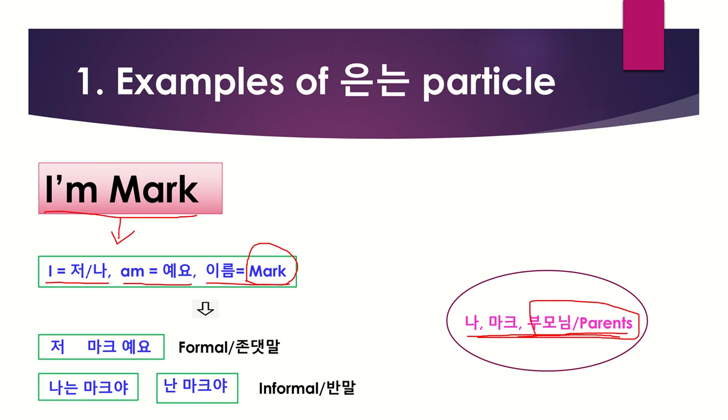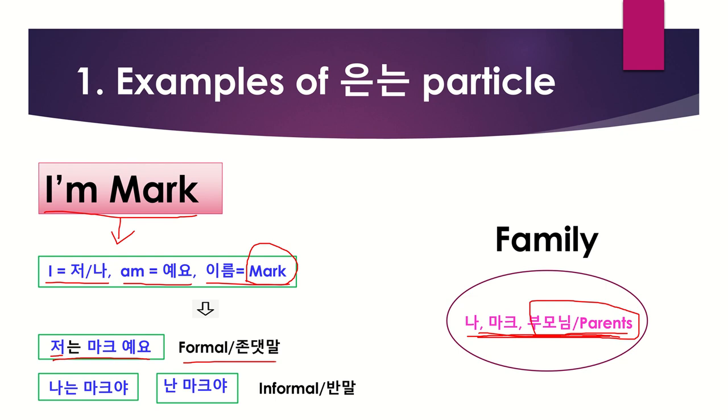So, I is the subject, right? In Korean, 나 or 저. So, we need the subject marking particle 는. Why? 저 ends with a vowel, ㅓ. Okay? So, 나, Mark, 부모님, right, are in a circle of family. And in Korean, the word order is object and verb, right? That's why 저는 마크예요.